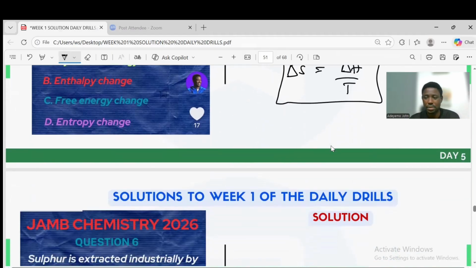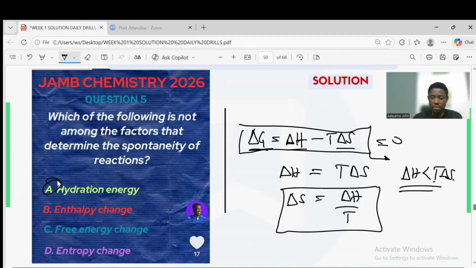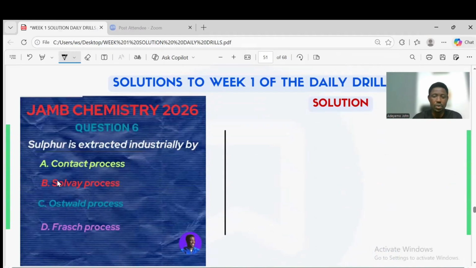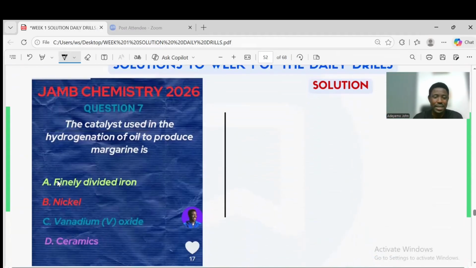All right, so the answer to this is hydration energy. So enthalpy, entropy, and free energy change in units. All right. So the next one, which sulfur is extracted industrially by Frasch process. I've already mentioned that before. All right, that is how it works. Please pay attention very well. The catalyst used in hydrogenation of oil is nickel catalyst. In fact, I also mentioned it.